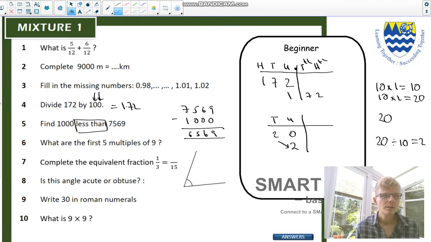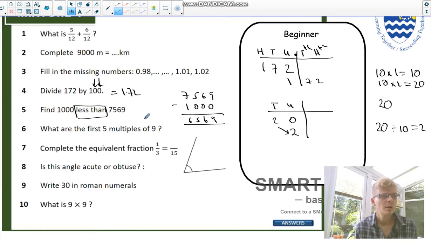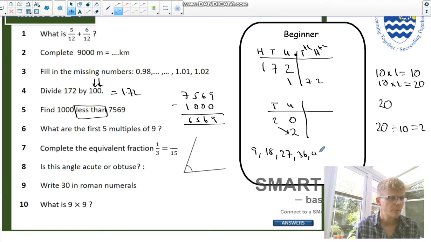For question 6, what are the first 5 multiples of 9? Multiples just mean numbers in the times table. You might see this on a number grid, for instance. You just want the first 5. So the first one, 1 times 9 is 9. 2 times 9, or 9 add 9 if you like, gets us up to 18. If I add another 9, or call it 3 times 9, that's 27. Add another 9, or 4 times 9, that's 36. And add another 9, or 9 times 5, and that's 45.